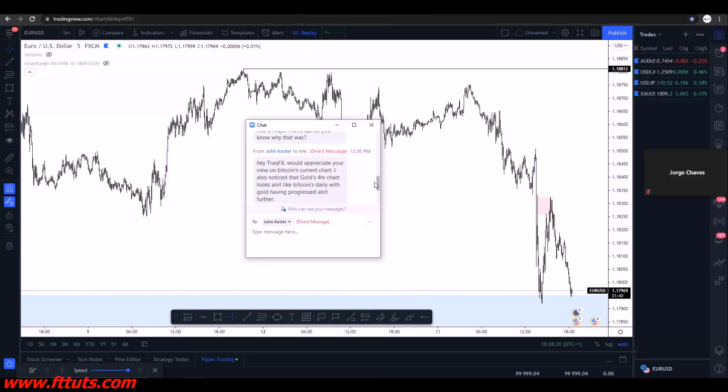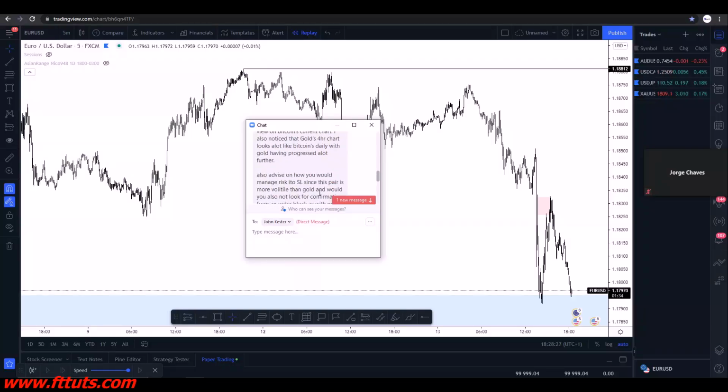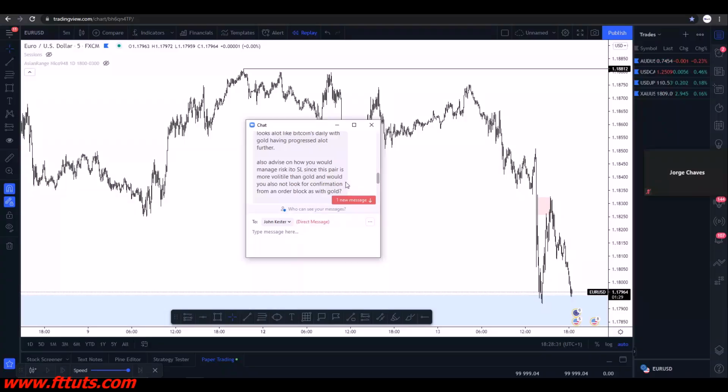Hi Track, would appreciate your review on Bitcoin's current chart. Oh yeah, thank you for reminding me. I'll do that. Also advice on how you would manage risk to stop loss since this pair is more volatile than gold, and would you also not look for confirmation from an order block pricing?